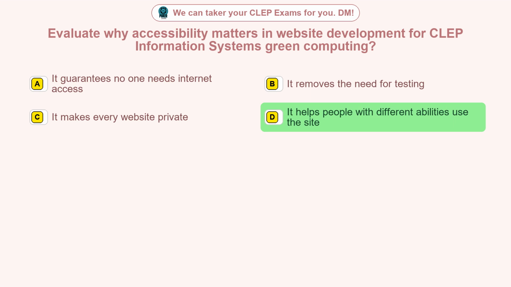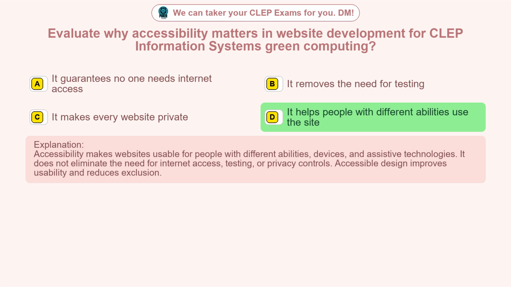It helps people with different abilities use the site. Accessibility makes websites usable for people with different abilities, devices, and assistive technologies. It does not eliminate the need for internet access, testing, or privacy controls. Accessible design improves usability and reduces exclusion.